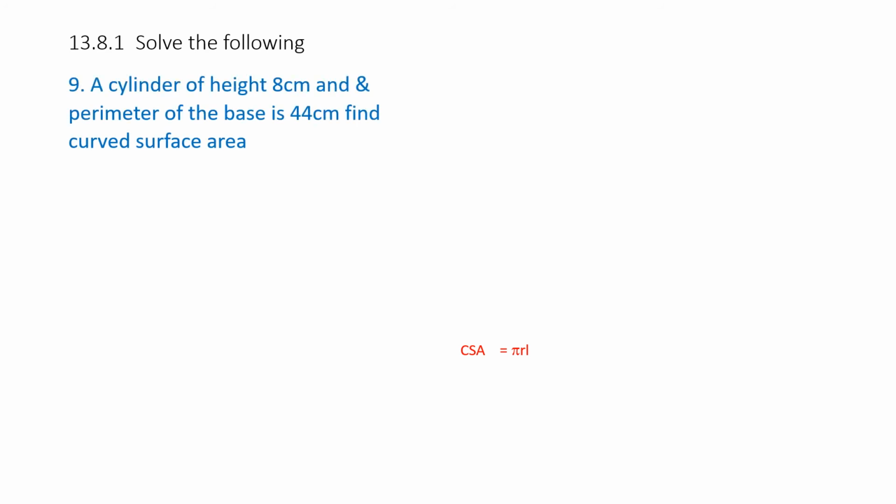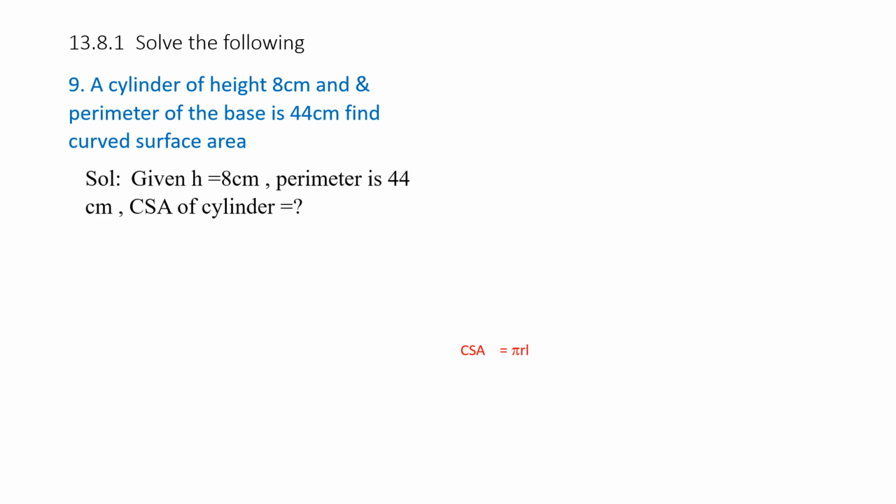A cylinder has a height of 8 cm and the perimeter of the base is 44 cm. Find the curved surface area. In this problem, the height is given as 8 cm, but they have given neither the slant height nor the radius, whereas the perimeter is given as 44 cm. We know that the perimeter is 2 pi r. Hence, 2 pi r is equal to 44 centimeters.